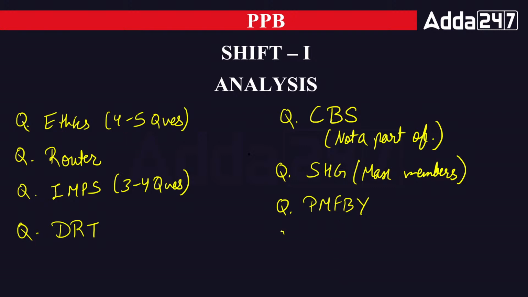Okay. And the next question was asked on the CTS, Check Truncation System. Check Truncation System was introduced to stop the physical movement of the check and start the electronic clearance of a check. That's why the CTS was introduced.